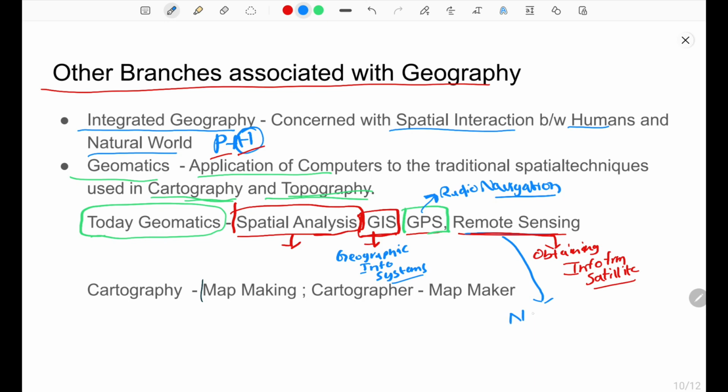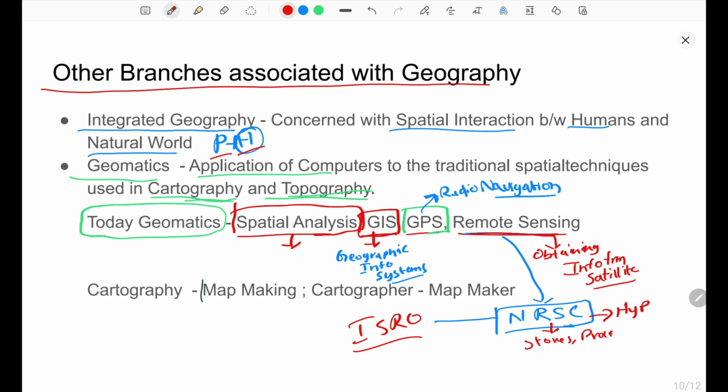Regarding remote sensing, we need to recall an important center located in Hyderabad, which is the National Remote Sensing Center. National Remote Sensing Center works under the Indian Space Research Organization, ISRO. It's very important here. It stores, processes, and uses the various satellite information. ISRO has various satellites around the earth, and all this satellite information is collected at the National Remote Sensing Center, stored, processed, as well as used.